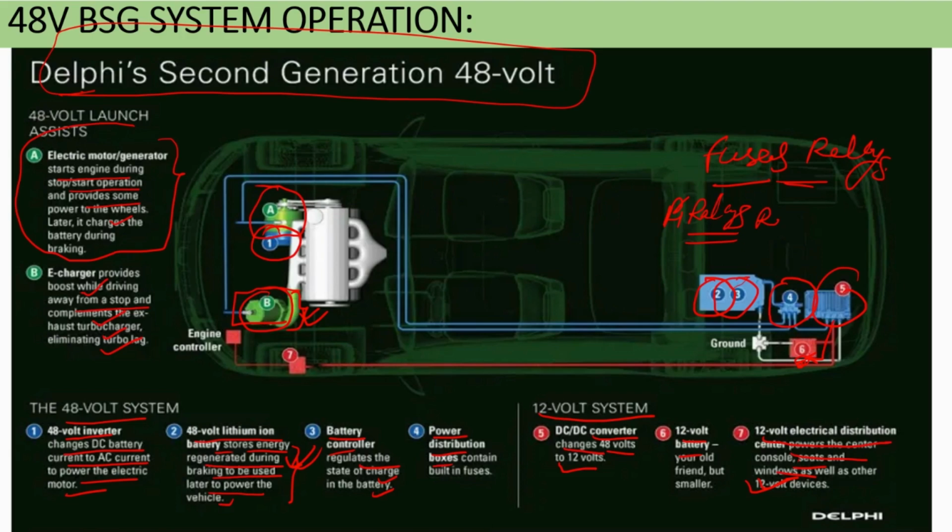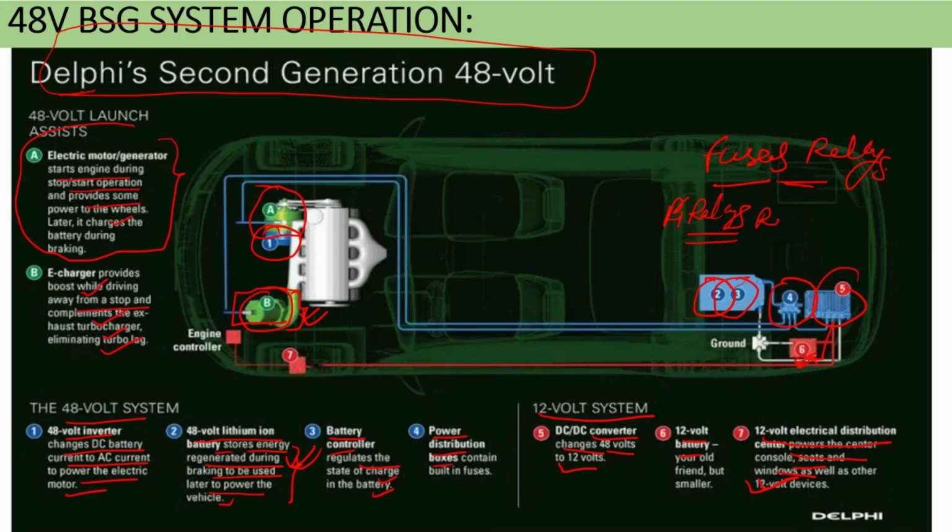What is the battery controller? What is the 48 volt inverter? What is it doing? What is the 48 volt lithium ion battery? How is it used? What is the function of the battery controller? Why are we using the power distribution box? Then the DC-DC converter, then the 12 volt battery, that is nothing but the old one. Then your 12 volt electrical distribution system.